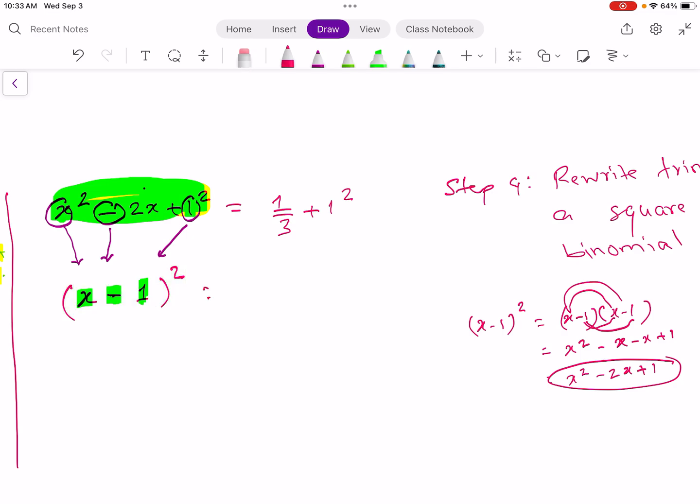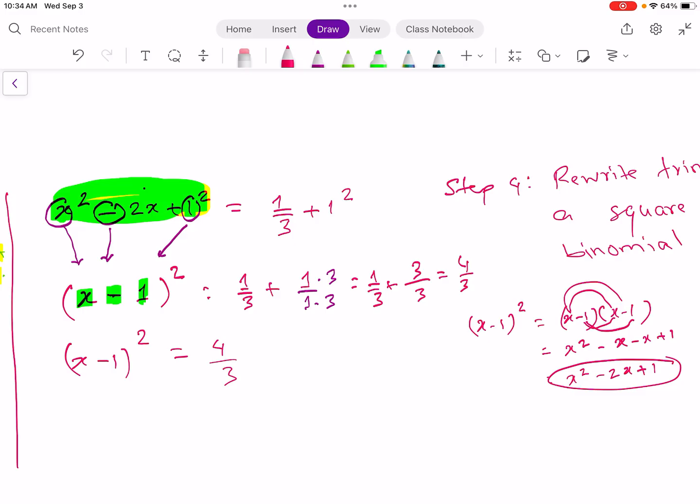Now on the right side we have two numbers, we can simplify. So this is 1/3 plus 1. How do we add these two numbers? We have a fraction, we need to make denominators 3, right? So let's multiply by 3 in the numerator and 3 in the denominator. So this is 1/3 plus 3/3, and this is 4 over 3. So our equation looks like now x minus 1 square equals 4 over 3. Any question up to here?